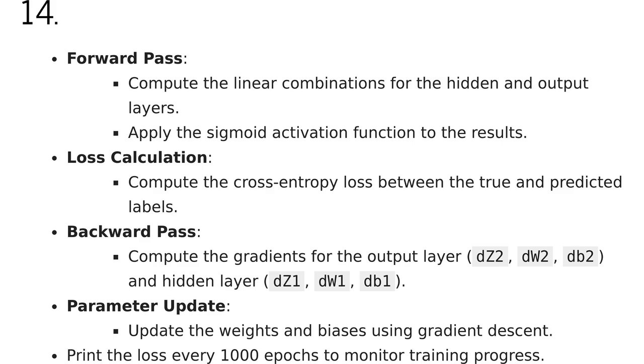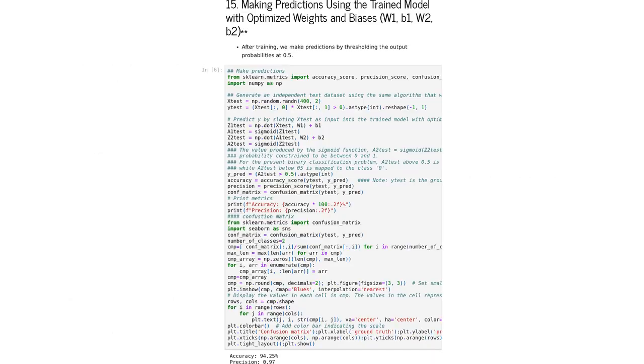Once the training is finished, our network's weights and biases are optimized, and we can use it to make predictions on new data. We create a separate, independent test dataset using the same method as before. We then feed this test data through the trained model in a forward pass. The model's output is a probability, which we convert to a binary class label by applying a threshold of 0.5. If the probability is above this value, we predict class 1, otherwise we predict class 0. To evaluate how well our model performs, we calculate metrics like accuracy and precision and generate a confusion matrix. This matrix gives us a detailed breakdown of the model's correct and incorrect predictions for each class.